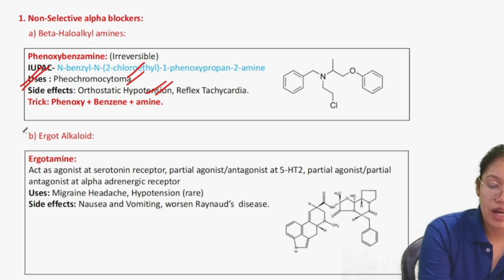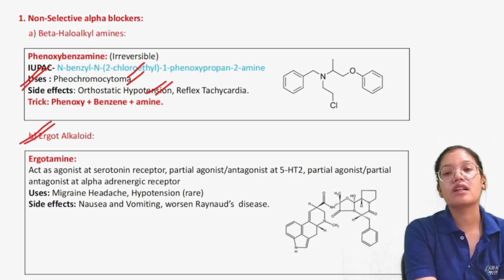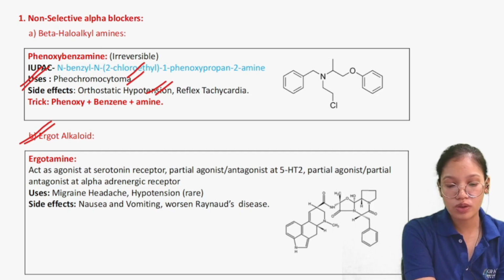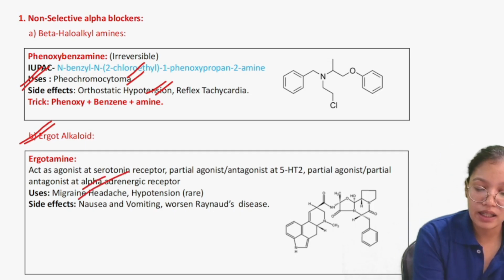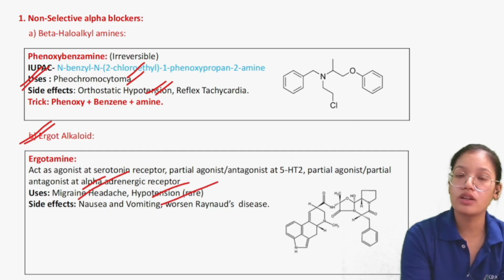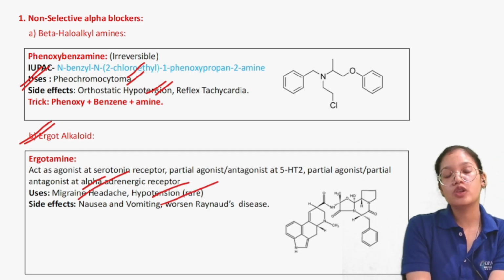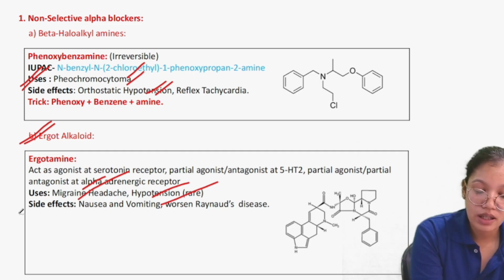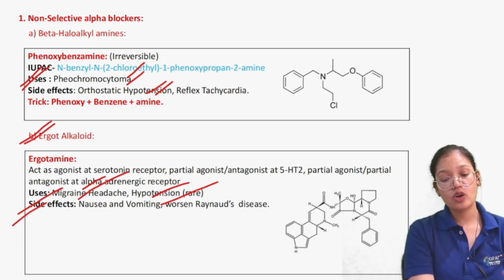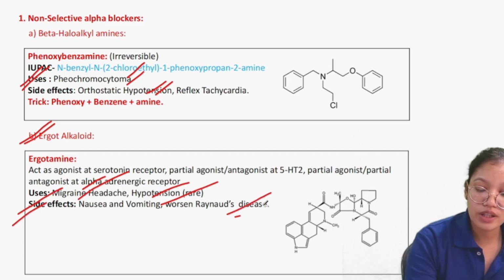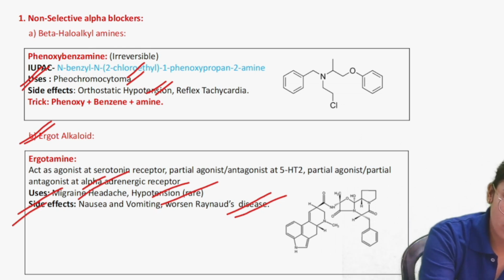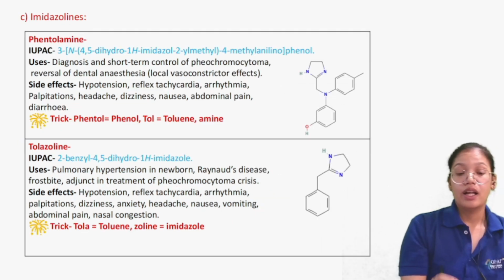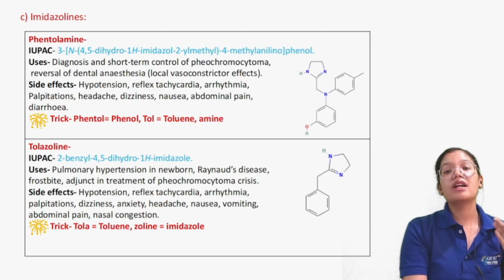Now next we have the ergot alkaloids. These are the natural ones, natural sources we get it from. If we talk about the uses, migraine headache we can use it for. Then hypotension, a rare type of use, but still it can be used there. Side effects: nausea, vomiting, then worsening of Raynaud's disease, all that under the ergot alkaloid, or we can say ergotamine.